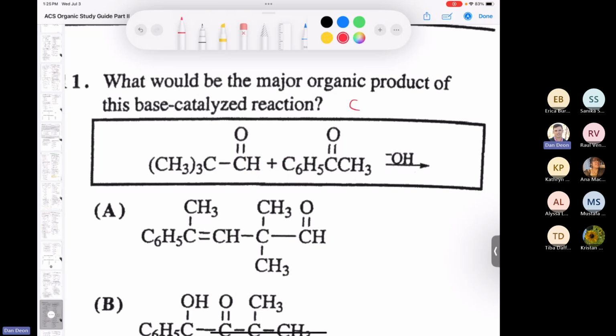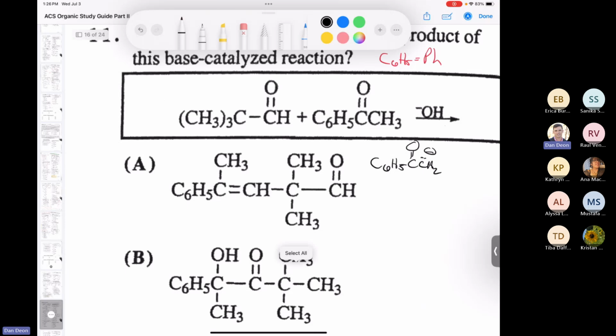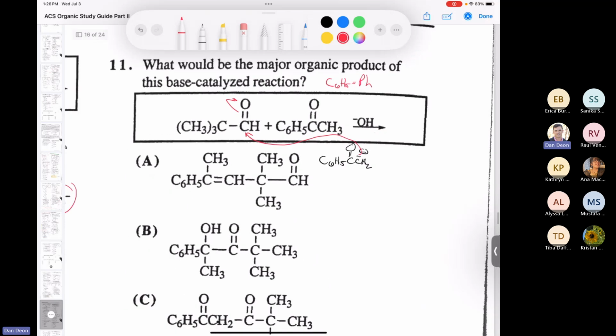Remember, C6H5 is the same thing as a phenyl group. So there's no deprotonation that's going to occur here, and the only place you could abstract a proton would be here. So presumably we're going to end up with some C6H5, and then we're going to have CH2. And that's going to be our enolate. That enolate is going to be able to react with this aldehyde, and that's going to give us what?